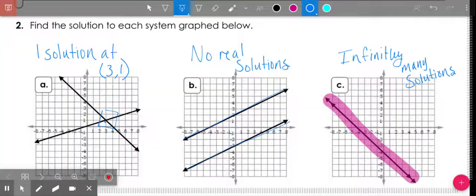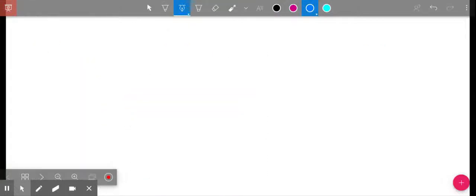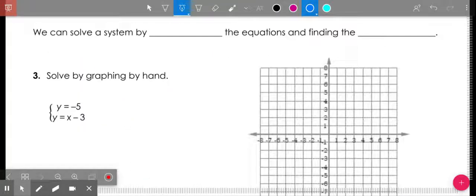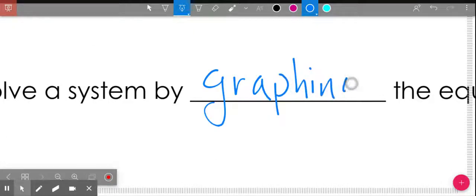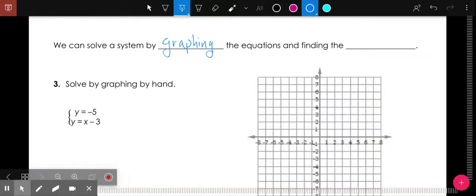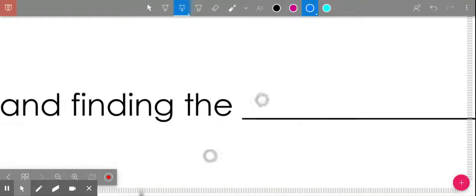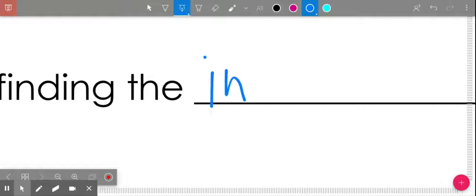All right. So for two lines, you have three options: one solution, no solutions, or infinitely many solutions if you have two linear functions. All right, let's flip over to the back page and look at our next examples. So we can solve a system by graphing the equations and finding the intersection, so where the two lines touch.